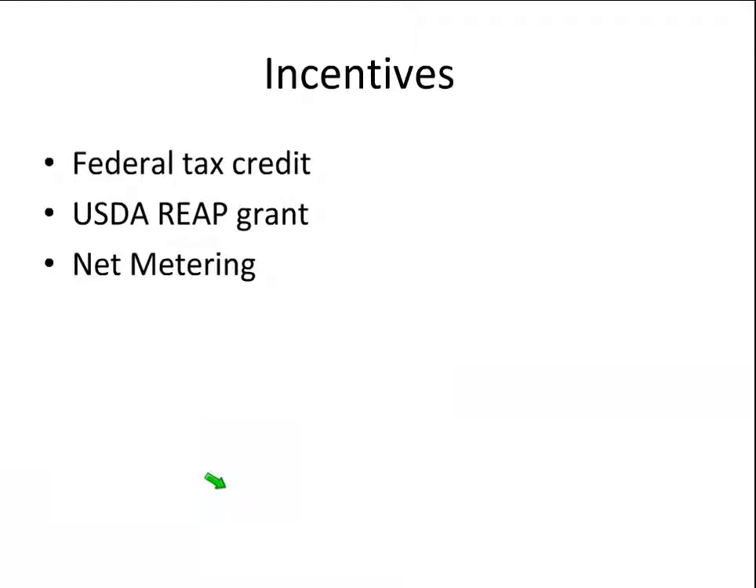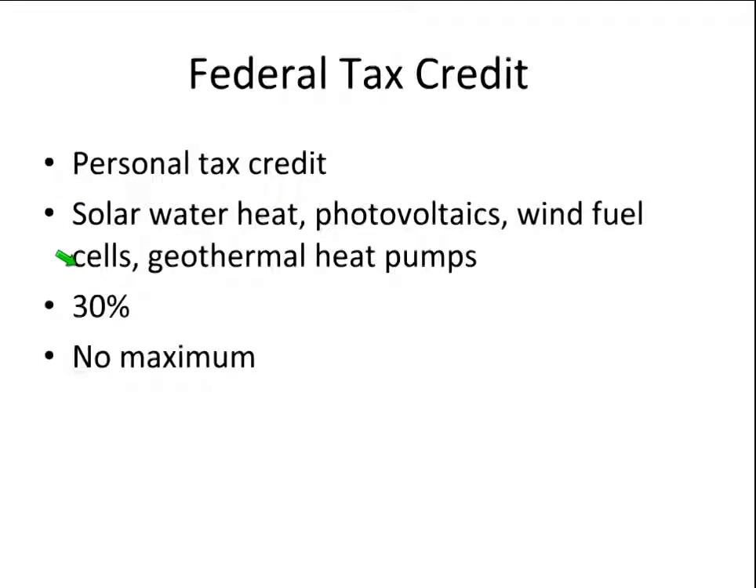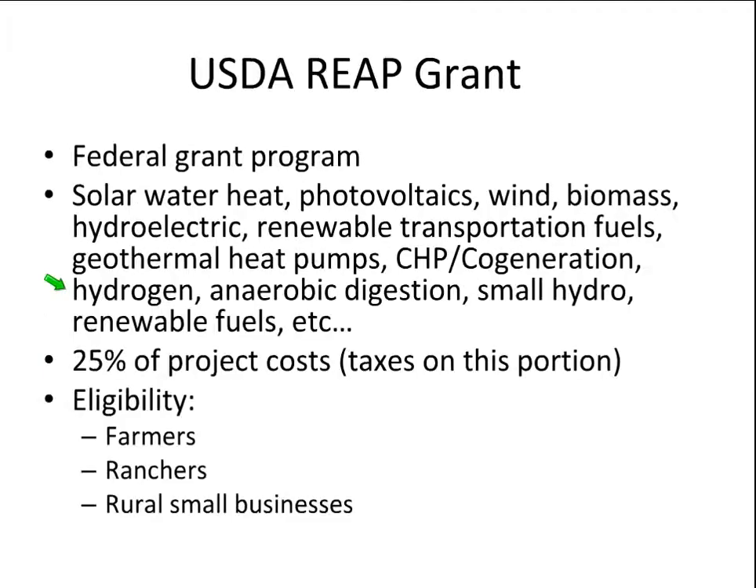Let's just briefly talk about incentives. There are incentives for small renewable systems. There are three: the federal tax credit, which everybody qualifies for; the USDA REAP grant, which rural businesses and farms qualify for; and net metering, which you qualify for if you're in a state that allows it. The federal tax credit is 30%. That's 30% as a credit off your tax, so you have to have a tax burden to be able to take it. But one nice thing is that you can take it over more than one year.